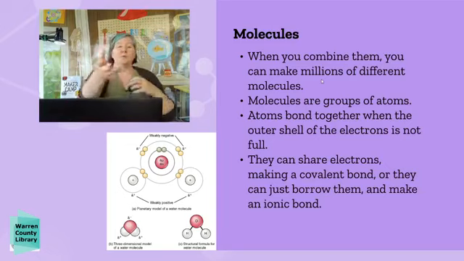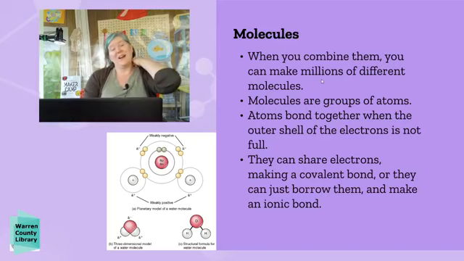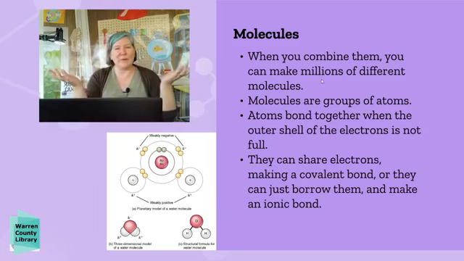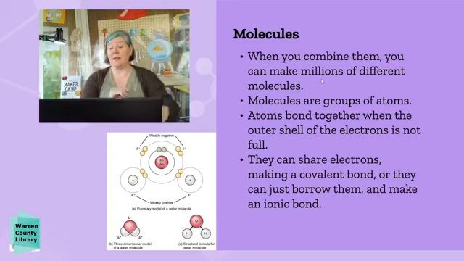For example, one of my favorites, if you take sodium, a very reactive metal that can actually explode when you put it in water, and chlorine, which is a poisonous gas, okay? You take exploding metal and poisonous gas, put them together, and you get salt that you can sprinkle on your French fries. Perfectly harmless stuff. Tasty too.